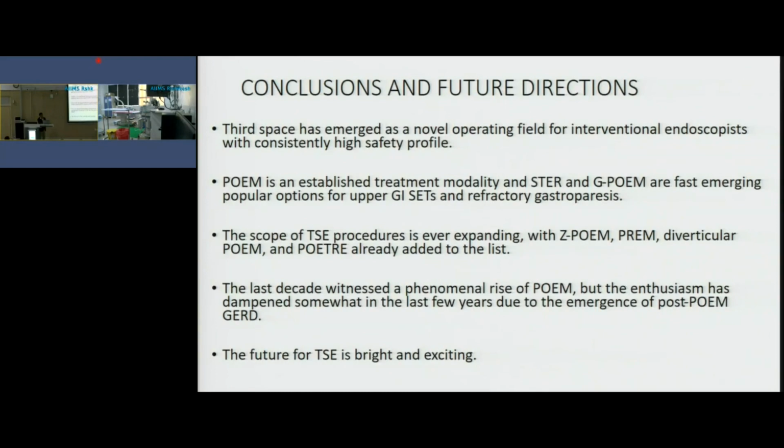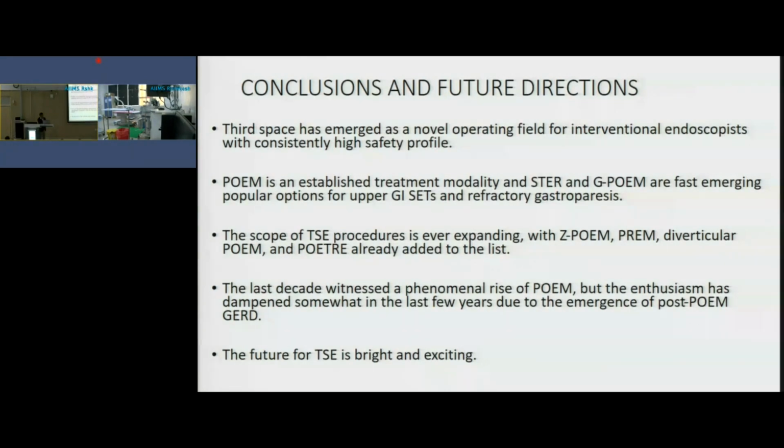But this post-POEM reflux, what you see in the literature of 40%, 30%, those are all on testing. That means if we do reflux studies, there is 40%. But in the real life situation, the reflux is only 10 to 15% of what we see. Most of these patients can be controlled with a single dose PPI.